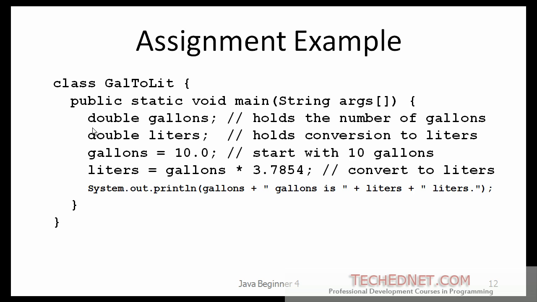Here is a complete example that shows how you can make an assignment. So for example, I have declared a variable gallons here and liters. Both of them are of the type double. The gallons contains a value of 10, and then I want to convert it to liters. So I multiply that by 3.7854, which is the conversion factor. And if you take this program and run it, it'll tell you the result in liters. It'll say that you have these many gallons, which is equivalent to these many liters.